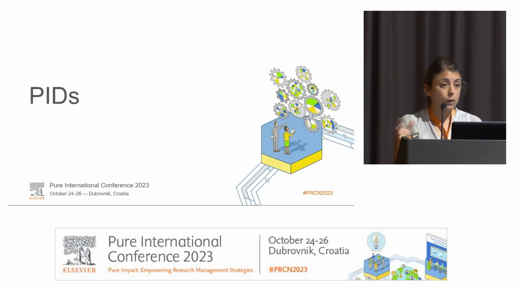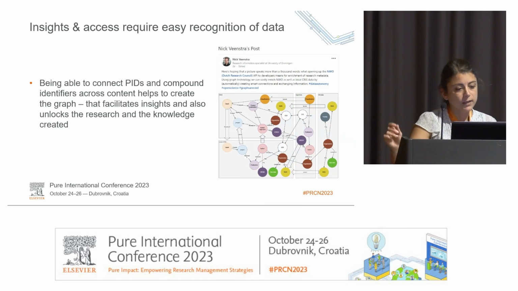So first of all, I would like to talk a little bit about persistent identifiers, which are one of the 2 points that I have just mentioned. In this graph, I know he is not here, but I am showing a tweet from Nick Venstra, who is here at the conference. I'm sorry that the images are a little bit small, but I think all the slides will be shared.